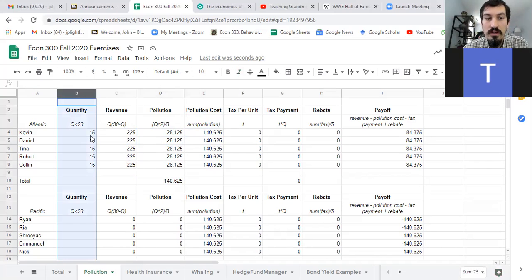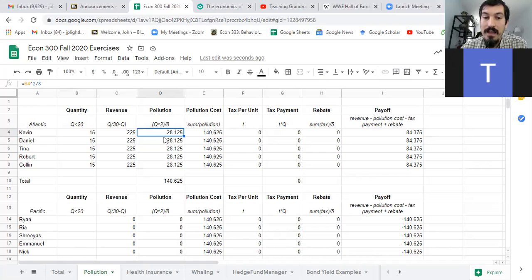You choose Q, that will determine your revenue, that'll determine your pollution. I add up all the pollutions to get the total, and this will be your pollution cost. Everybody pays the same pollution cost. That's the total of the 5 pollutions of the 5 firms that they're grouped with, okay? And forget about taxes for now. We'll talk about that later. So your payoff will just be your revenue minus your pollution cost.